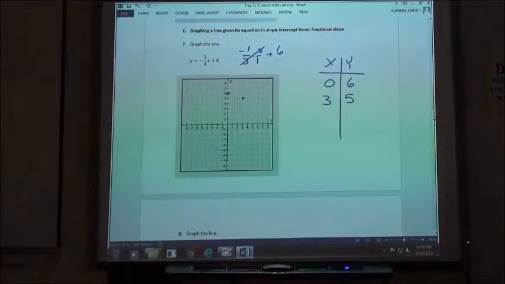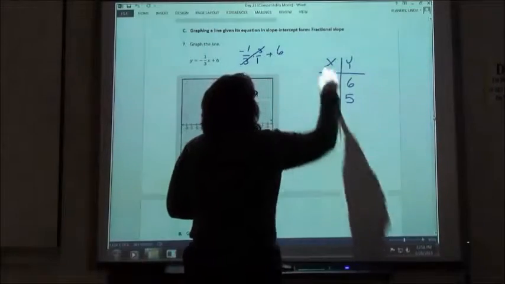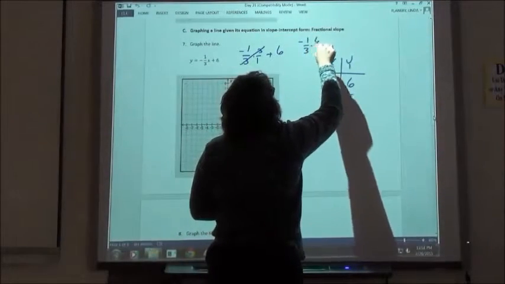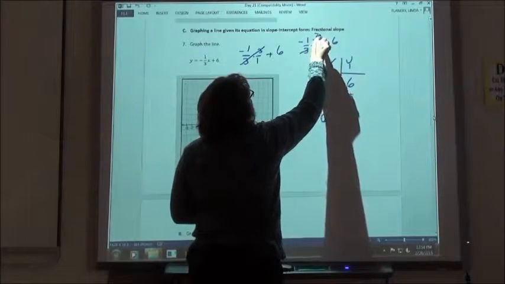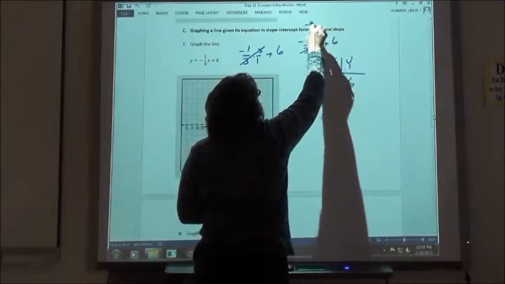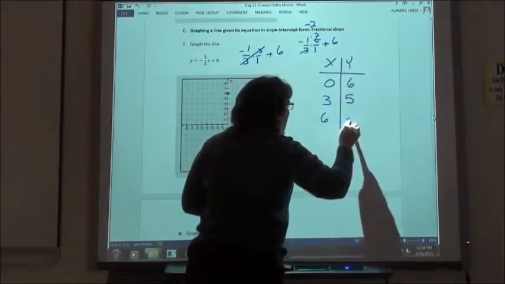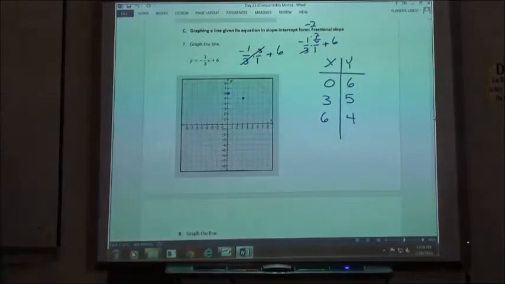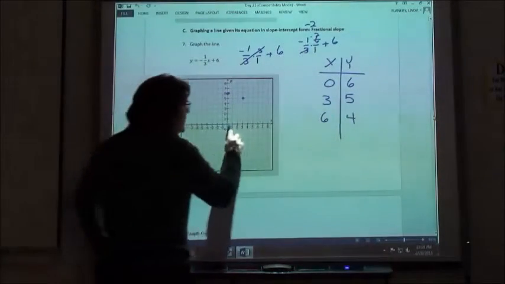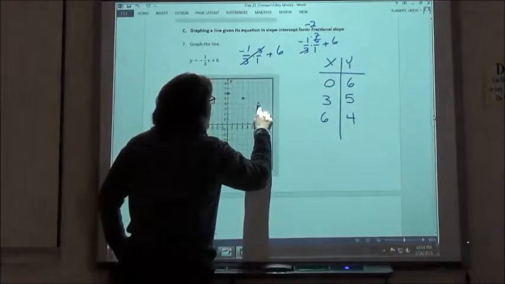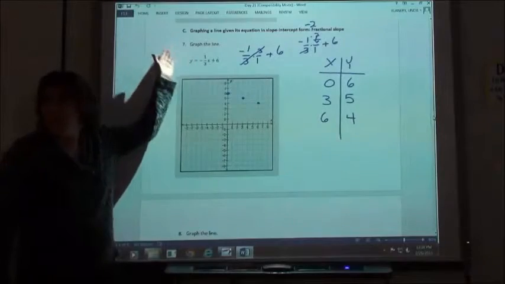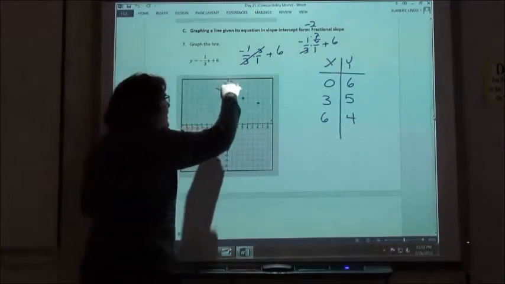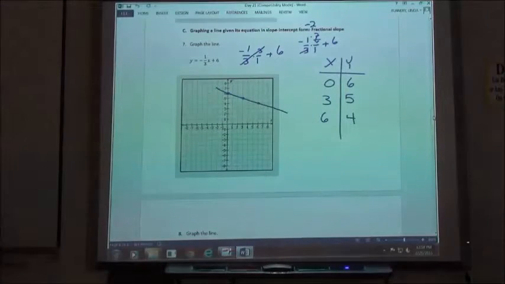What's another number I might want to put in for x? 6 would be a good choice. So negative 1/3 times 6 over 1 plus 6. 3 goes into 6 2 times. 2 times negative 1 is negative 2. Negative 2 plus 6 gives us 4. So 6 over, 4 up. 6 over, 1, 2, 3, 4 up. So when I draw my line, because my slope was negative, I should be going downhill, and I do. Because my slope was negative 1/3.